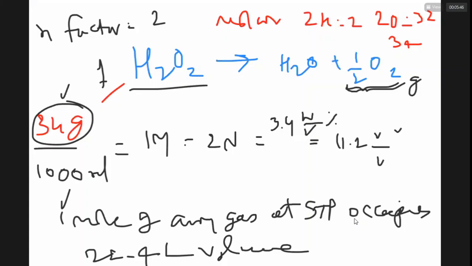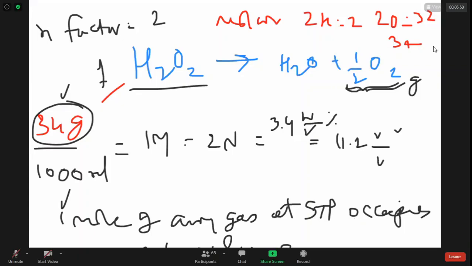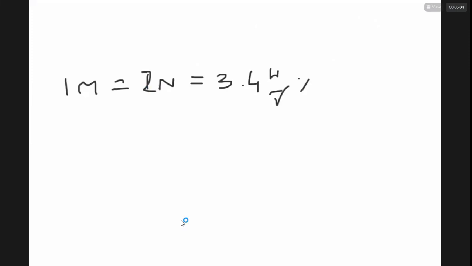Percent volume. So these are the ways to express concentration of H2O2. What should I remember? Always, 1 molar H2O2 is equal to 2 normal H2O2, which is equal to 3.4 W by V percent, weight percentage, which is equal to 11.2 V by V.